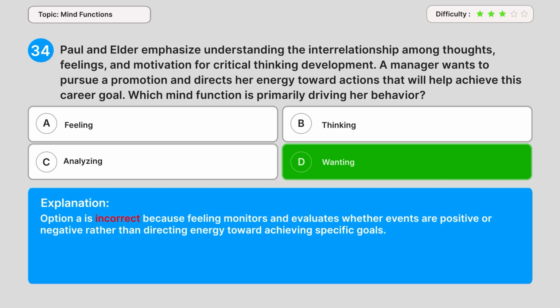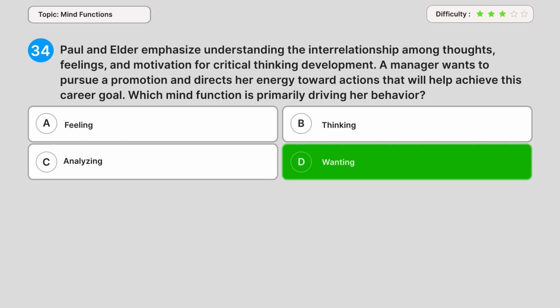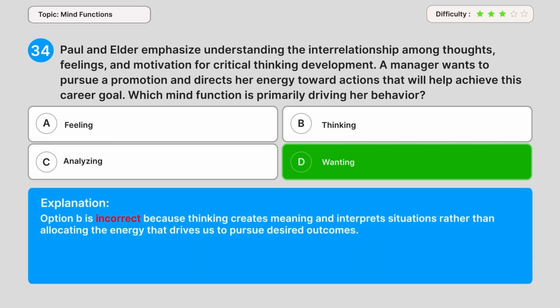Option A is incorrect because feeling monitors and evaluates whether events are positive or negative, rather than directing energy toward achieving specific goals. Option B is incorrect because thinking creates meaning and interprets situations rather than allocating the energy that drives us to pursue desired outcomes.